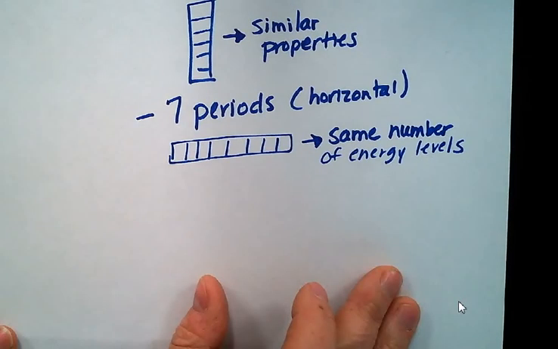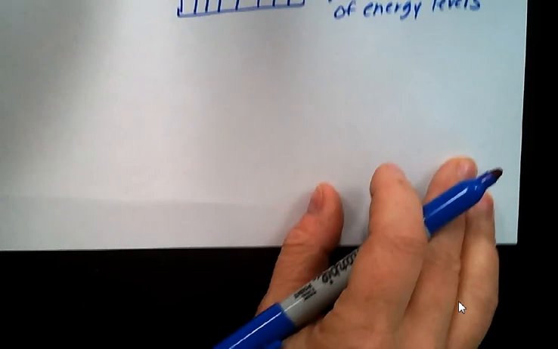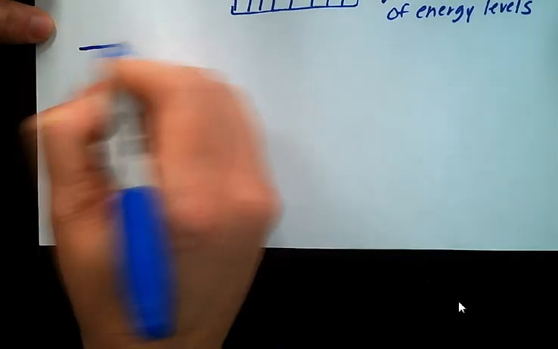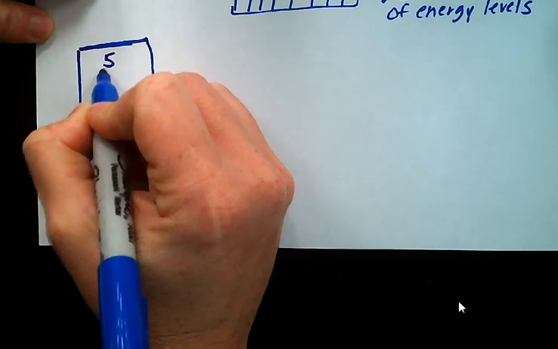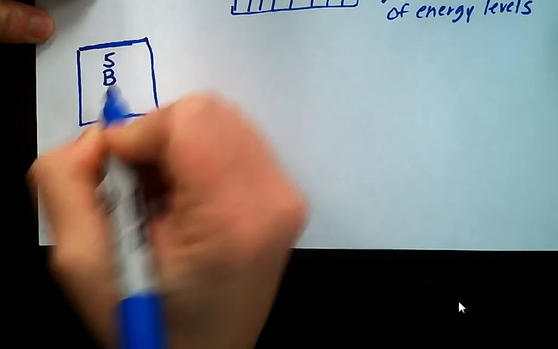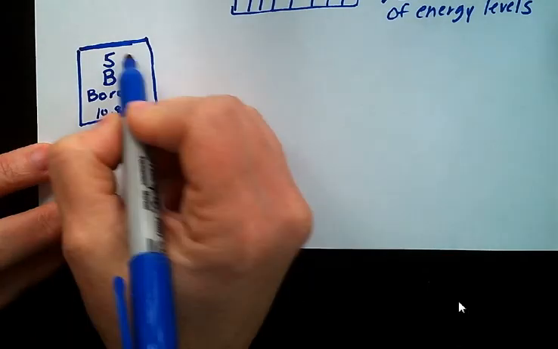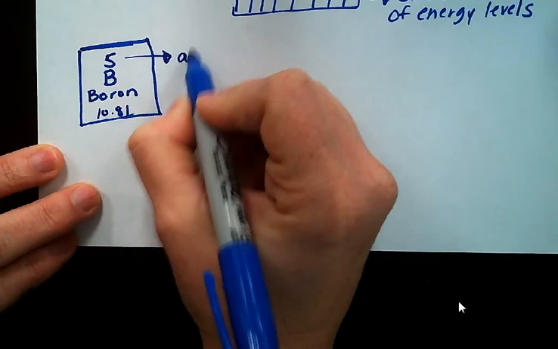And then the next thing that we're going to put on here is about the box itself on the periodic table. So I'm going to draw a box. Boron. Boron is 5. And you've got different parts here. So this top number here is called the atomic what? Number. That's right. So that's the atomic number.